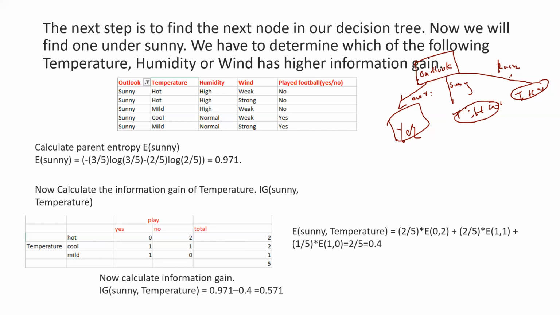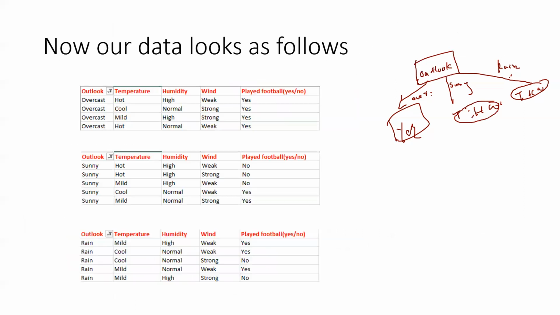Similarly, we calculate information gain for sunny under humidity, and for sunny under wind. We are not stopping. Then again, we calculate information gain for the other two things. We have rain. So rain under temperature, rain under humidity, rain under wind.